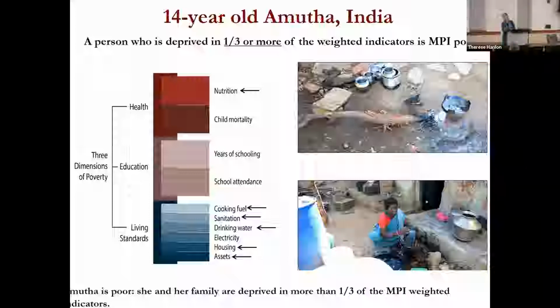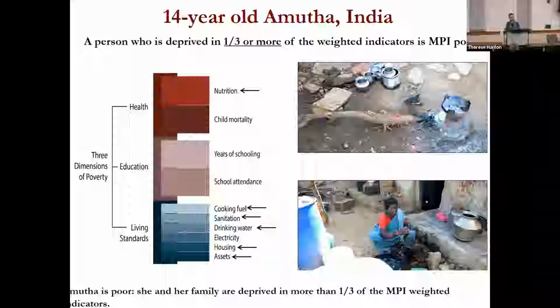They don't have clean sanitation. In fact, they use open defecation. They don't have any toilets at all. They don't have clean drinking water. They take it from an unprotected well. Their housing, as you can see, is natural. So it's dirt floor, dirt wall, and a bamboo roof. And they don't own more than one of a small set of assets: radio, telephone, television, refrigerator, motorcycle, bicycle, computer, or animal cart.